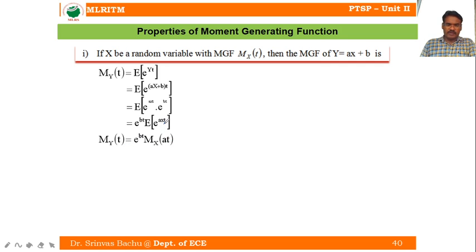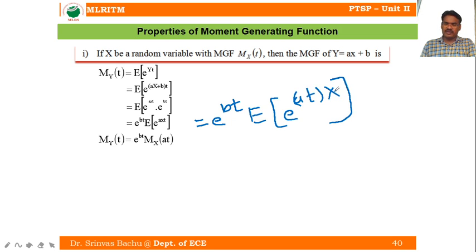Now you see here e power axt. This is equal to e to the power bt into expectation of e to the power at into x. Expectation of e power tx is called the MGF, like expectation of e power at into x. This is not t, it's at. So we write mx of at. E power bt is a constant, out of the expectation operator. Hence, my of t equals e power bt into mx of at.